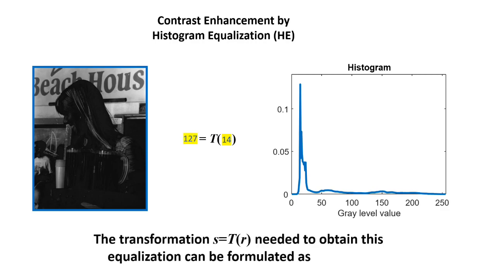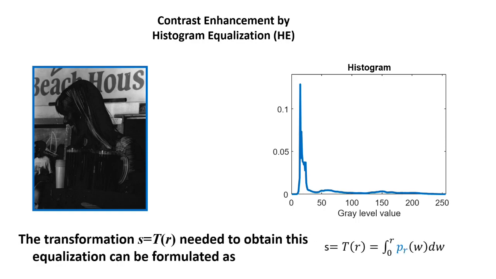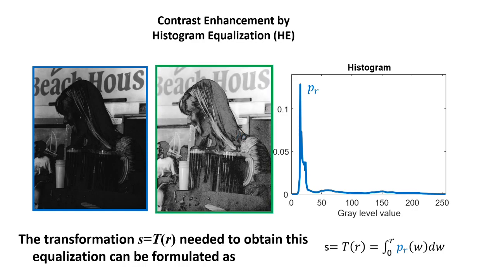The transformation needed to obtain this equalization can be formulated in the continuous case with that formula, which basically is telling us that the transformation function is just the CDF, or the cumulative distribution function, of the probability density function associated with the original image. In the discrete case, that integral becomes that sum, where once again, PR is your original probability density function associated with the bad image that we would like to enhance the contrast of. By using this technique, this is the result that we have.